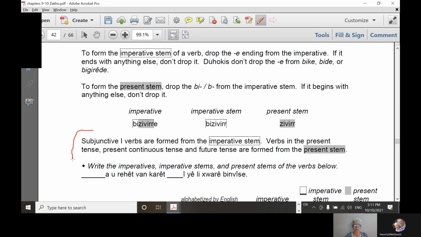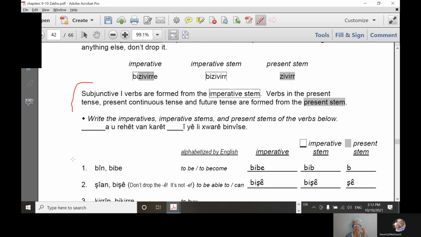Subjunctive I verbs, such as when you use a modal adjective, like I want to go, or something like that, are formed from the imperative stem. Verbs in the present tense, like I go, I am going, the present continuous, and the future tense, like I will go, are formed from the present stem, like zipid. So you need to know both.